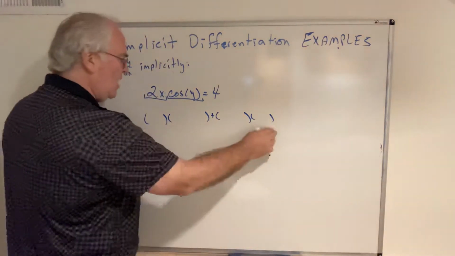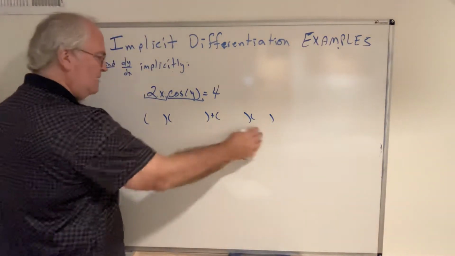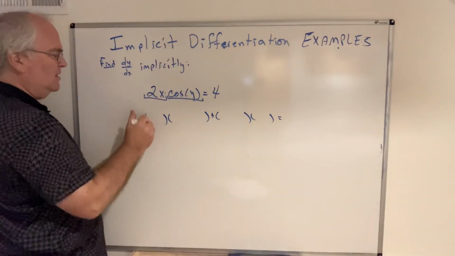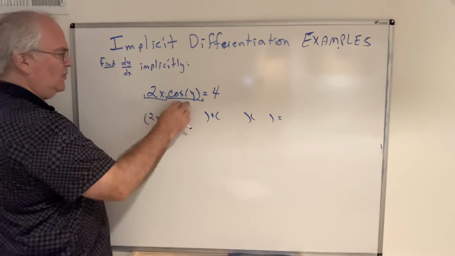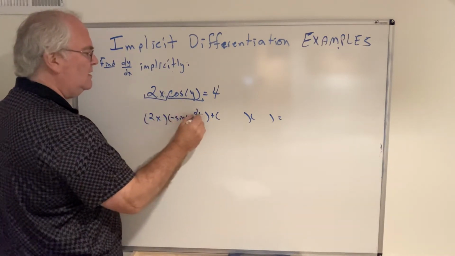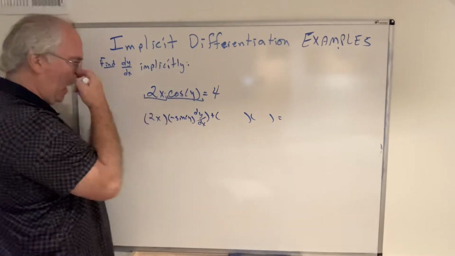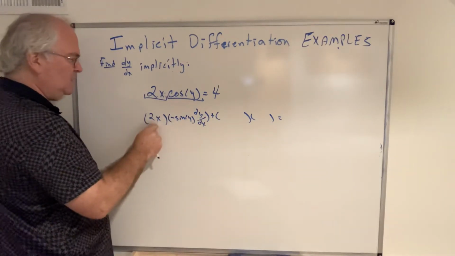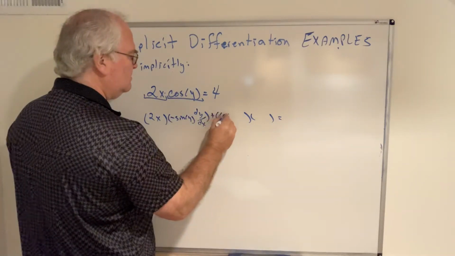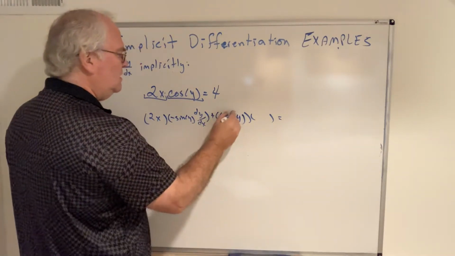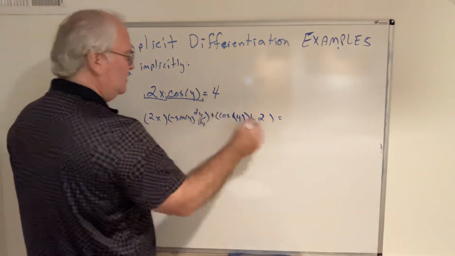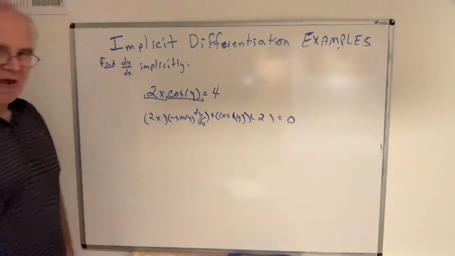I'm going to write out the product rule so we don't forget any pieces. And that's equal to, we'll do that later. First, copy paste, derivative of the second, negative sine y dy dx. First times derivative of the second plus second, copy paste, times the derivative of the first, well that's just 2. And then the derivative of the right-hand side, derivative of a constant is 0.